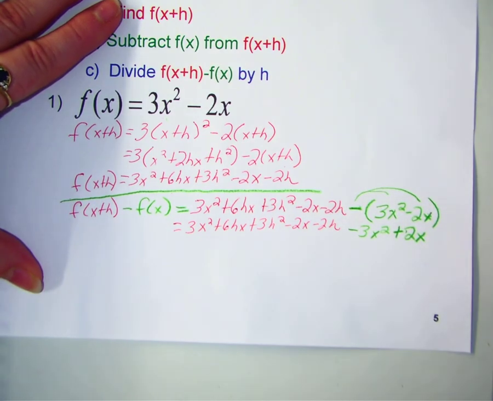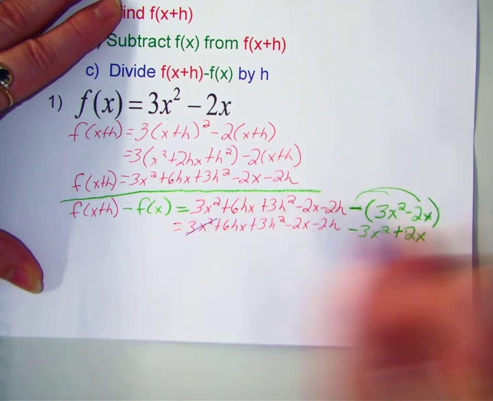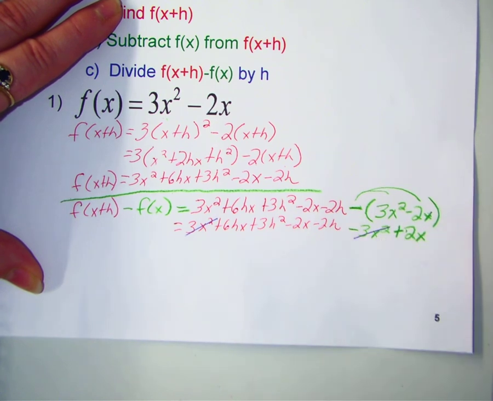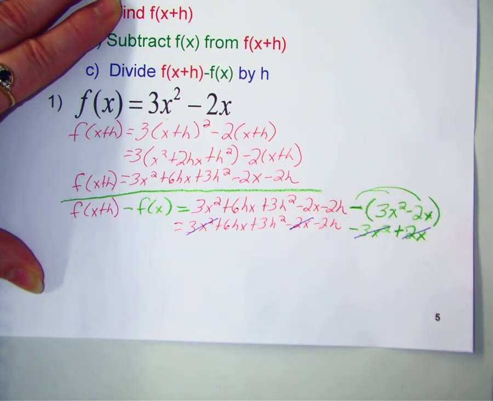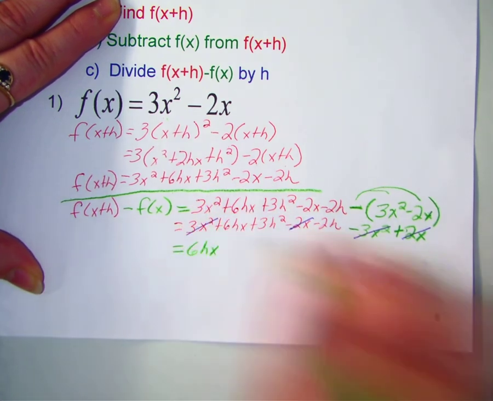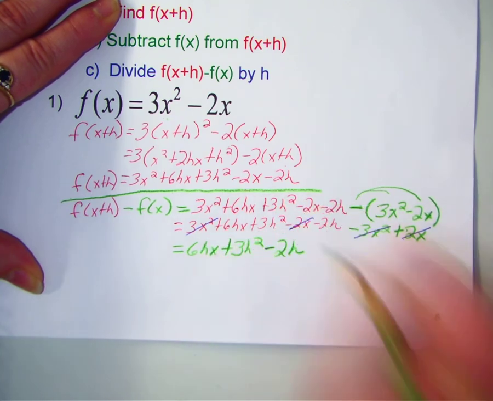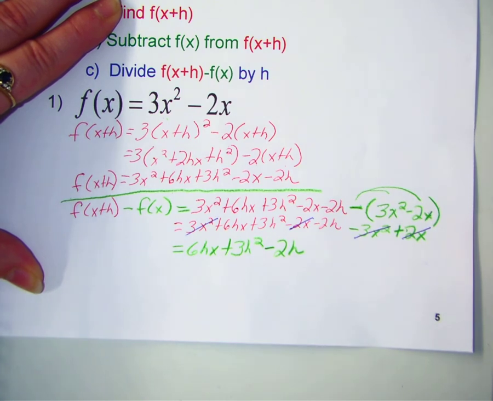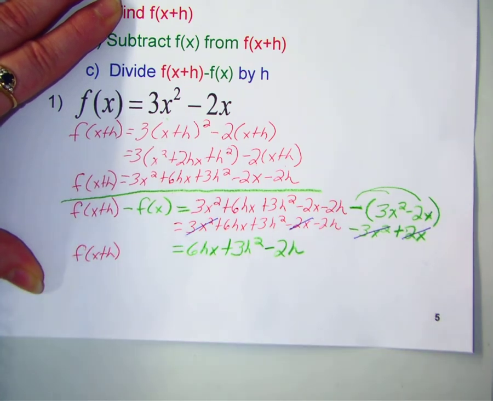And now I'm going to combine like terms. So it looks like 3x squared and negative 3x squared cancel. And it also looks like negative 2x and positive 2x cancel. So I will be left with 6hx plus 3h squared minus 2h. So this is f of x plus h minus f of x.